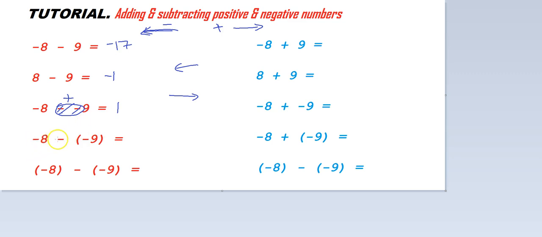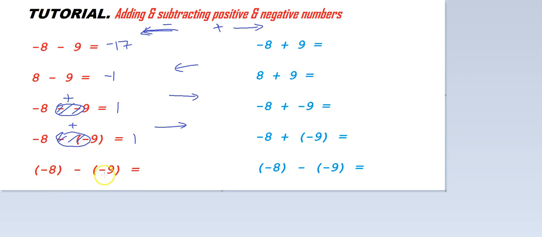Again, here we've got -8 minus brackets, -9 brackets. Now, we can remove those parentheses. So again, we have a negative and a negative right next to each other, so we think of it as positive. So it's -8 plus 9, which is exactly what we did up here. We start at -8, we go this way on the number line, and we end up at 1.